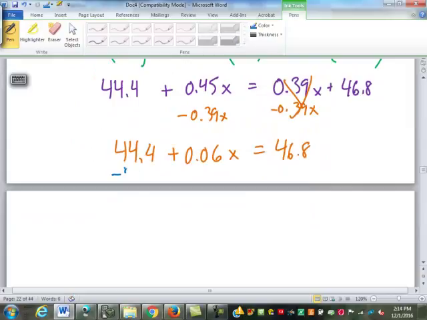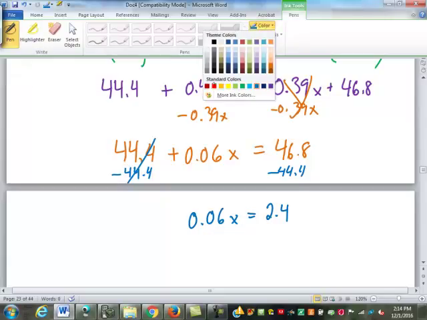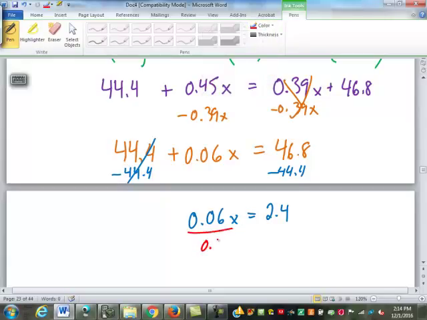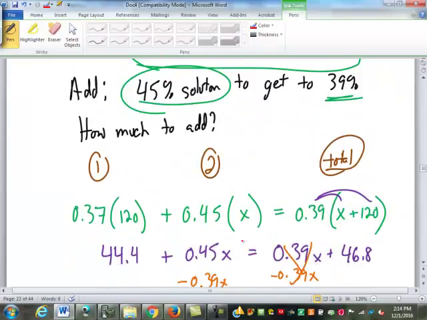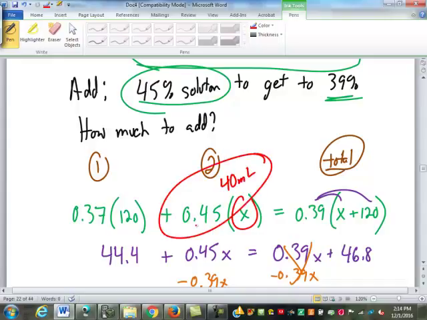What's next? Let's get rid of the 44.4. So we've got 0.06x equals 2.4. And then we have our 0.06. X equals 40. Right, 40? 40 was the amount of the 45%. That's milliliters, because this is in milliliters. Whatever units the other volume is, that's what the units of your answer has to be.